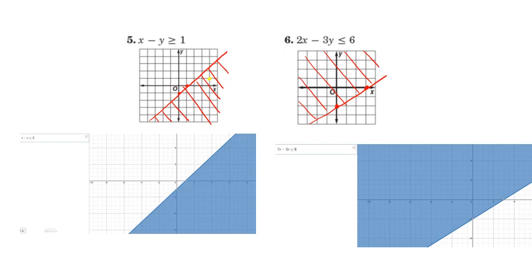So now on the other side of the sheet, you should do examples 1 through 10.